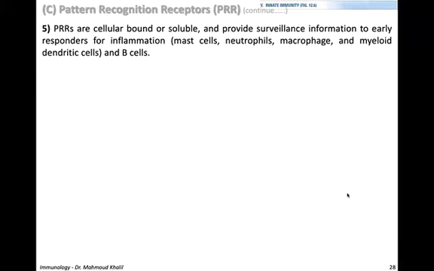So these PRRs are cellular bound or soluble and provide a surveillance mechanism, surveillance information to early responders for inflammation, like the mast cells, neutrophils, macrophages, and as well dendritic cells and B cells.